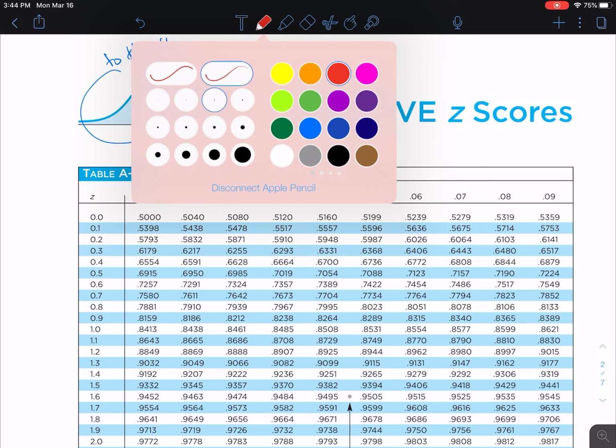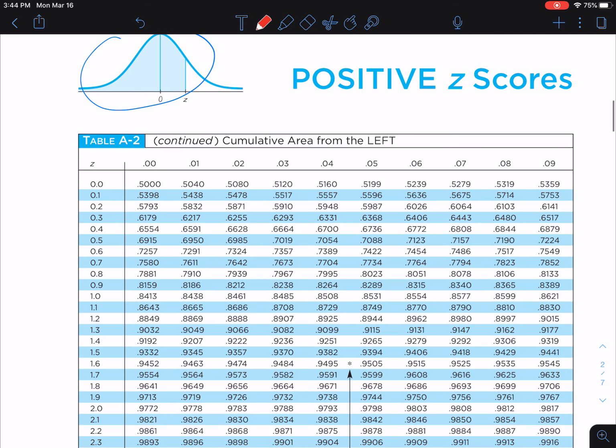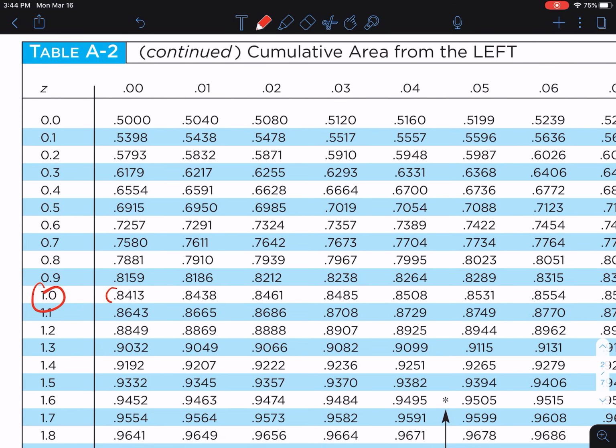Okay, all right. So, go back to the other example. I said if we want to find the probability of z less than a z-score of 1, so we're looking at a z-score of 1, and there's no decimal, so just 1.0. So this is saying that the area is 84% there.